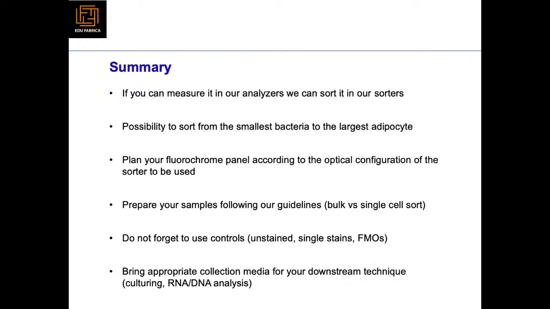In summary, depending on what we have discussed just now, what kind of sorter you want to use, you can sort from the smallest bacteria to the largest adipocytes. Plan your fluorochrome panel which you want to use for the sorting. Make sure whether you want to do bulk or single sorting. Don't forget to use controls, unstained and single stains also, and bring appropriate media for downstream techniques.